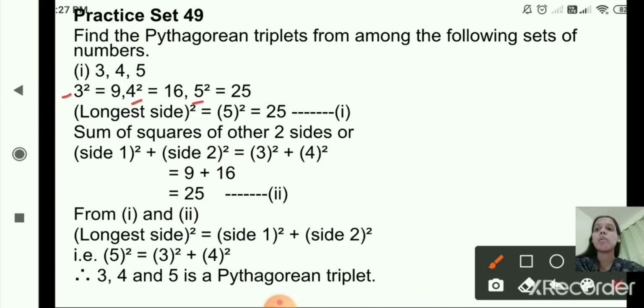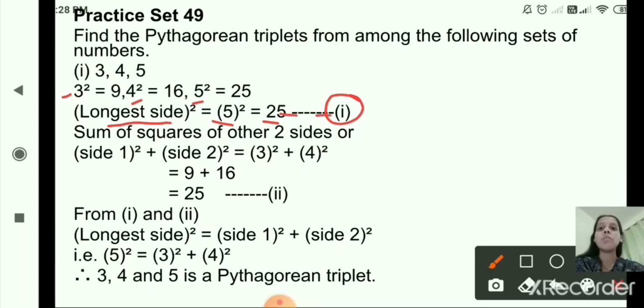Now which is the longest side here? 3, 4, 5. Which is the longest side? That is 5. So first we'll write down the longest side square, that is 5 square is equal to 25. This is the first statement. We take the longest side square, that is 5 square, because in a right angle triangle the longest side is the hypotenuse, correct? So what is Pythagoras theorem? Hypotenuse square is equal to the sum of the squares of the other two sides. So first we'll find out the longest side square, that is hypotenuse square. This is the first statement.